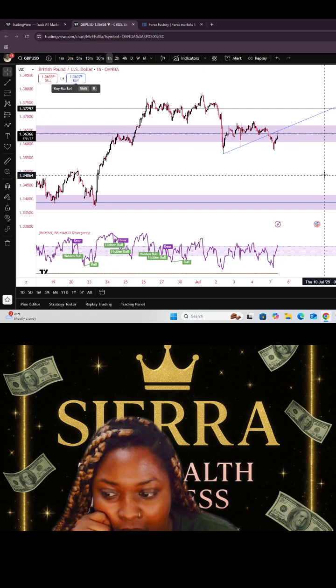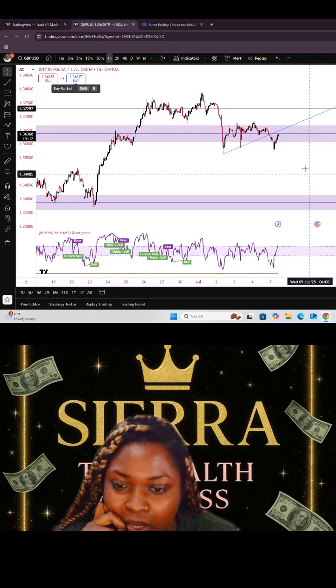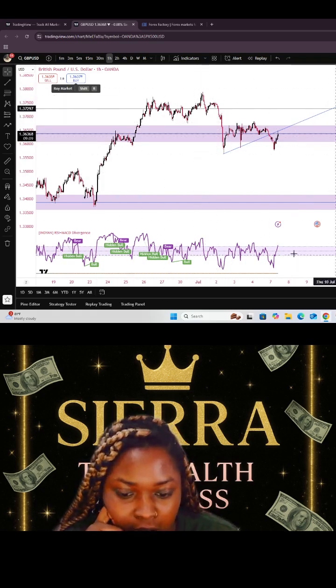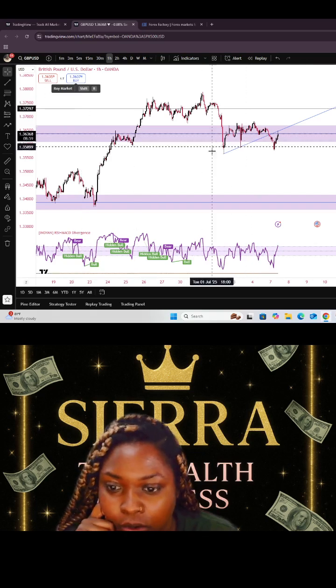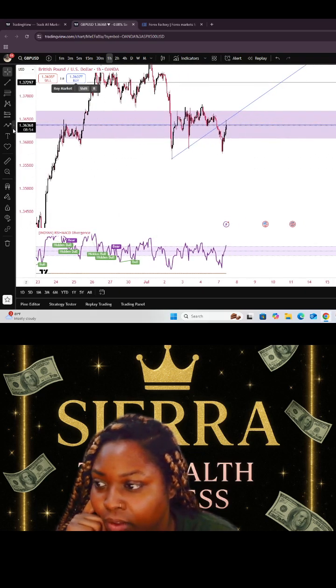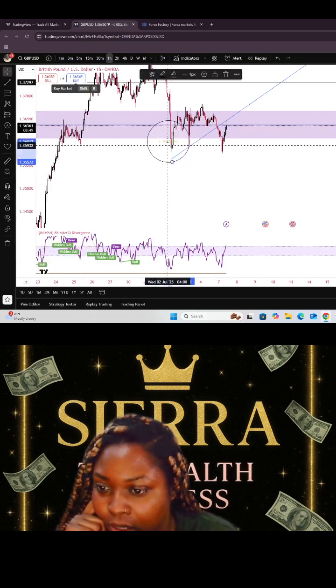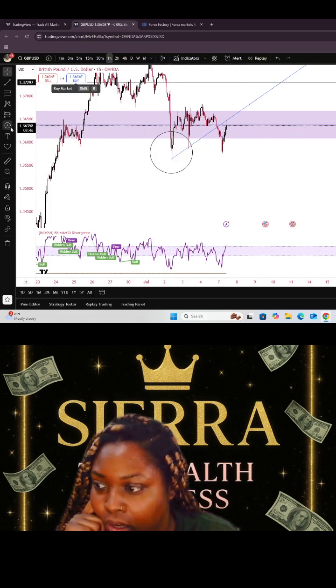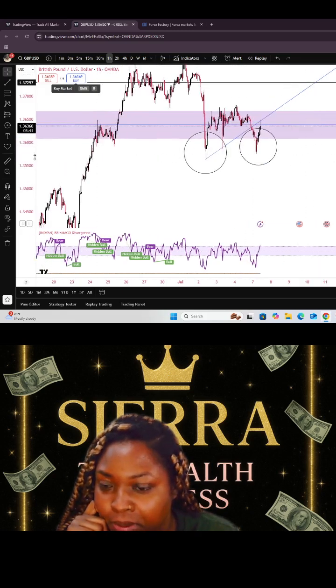Isn't that a double bottom? A double bottom where? I don't look for double bottoms and double tops on the chart. I look for them on the indicator, and there was one here on the indicator, but we missed that little buy at the 50%. So here and here, what you're talking about could possibly be, but I don't trade double bottoms and double tops on the chart.